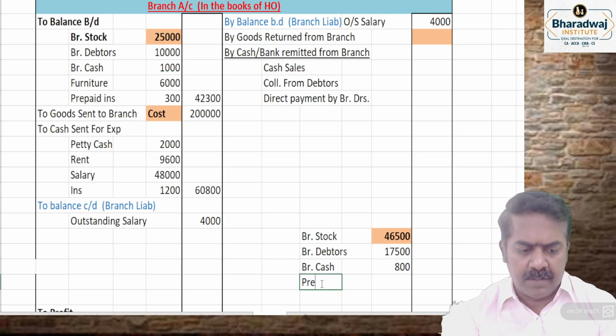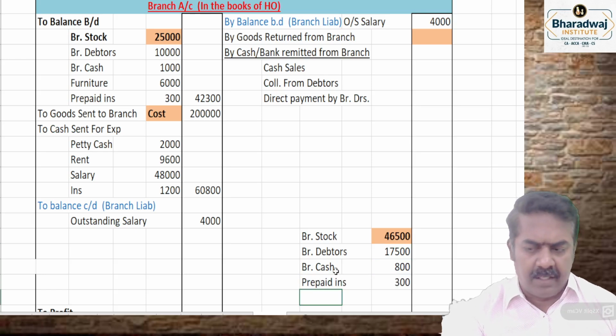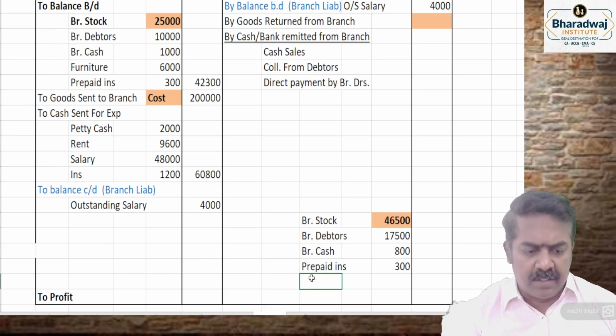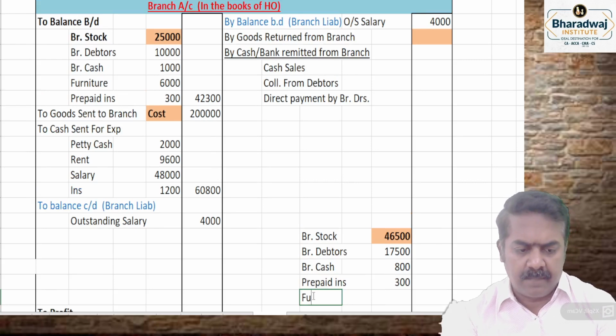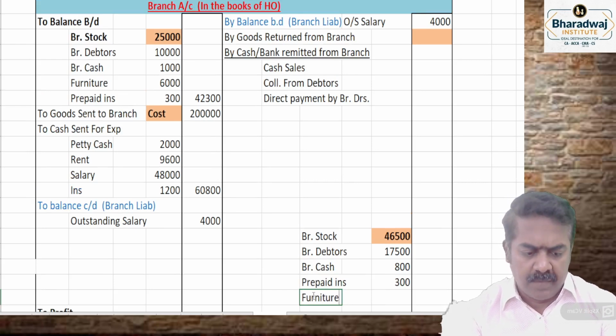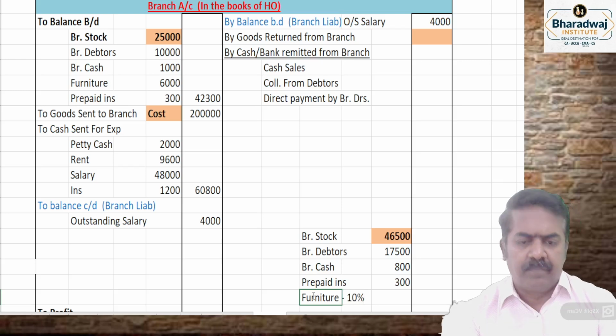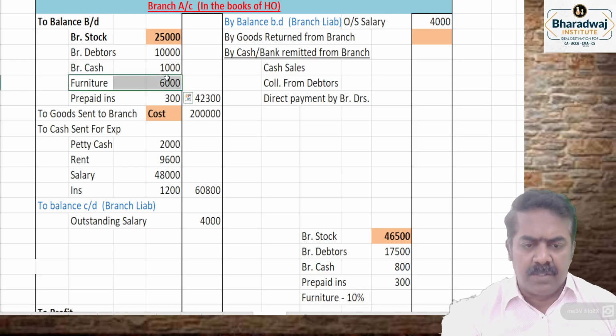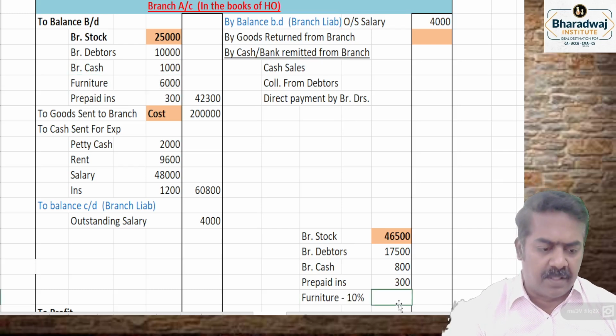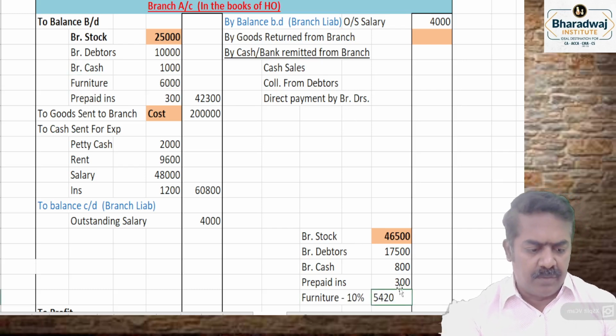Prepaid insurance. Petty cash also we worked out. Furniture, closing assets. Minus 10%. Opening balance was 6,000. They asked you to depreciate by 10%. How much it will be? 5,400.